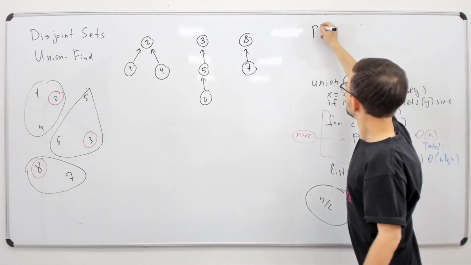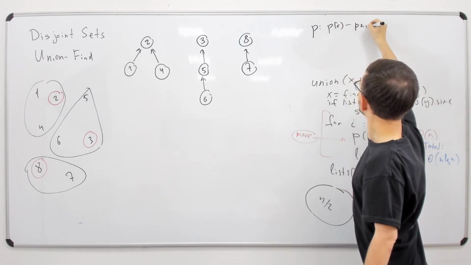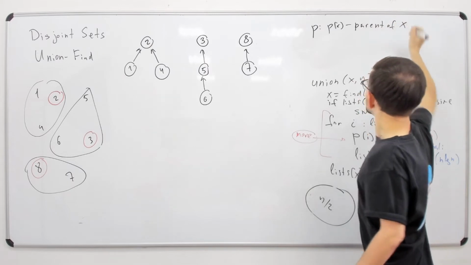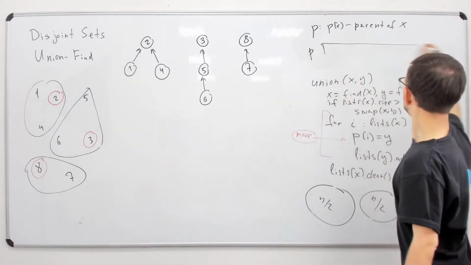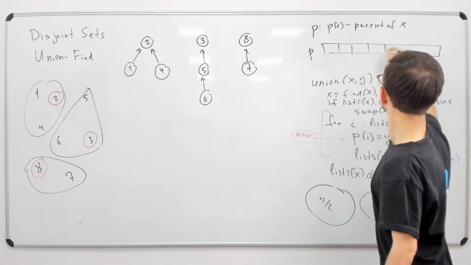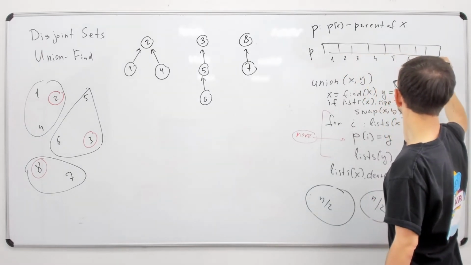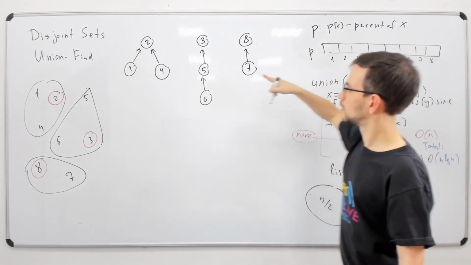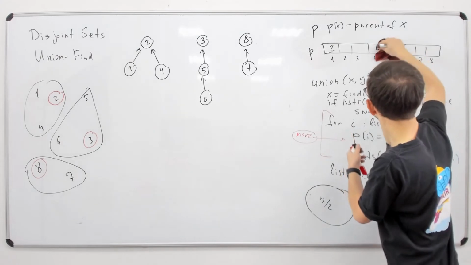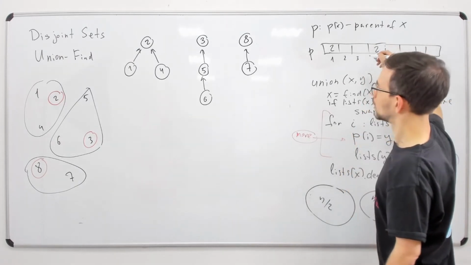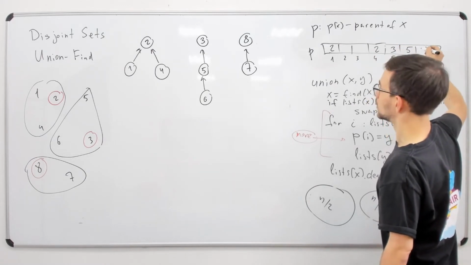So we have array P. P of x is the parent of element x. For example, here what we have, element P, and for 4 it's 2, and here it's 2. For 5 it's 3. For 6 it's 5. For 7 it's 8.